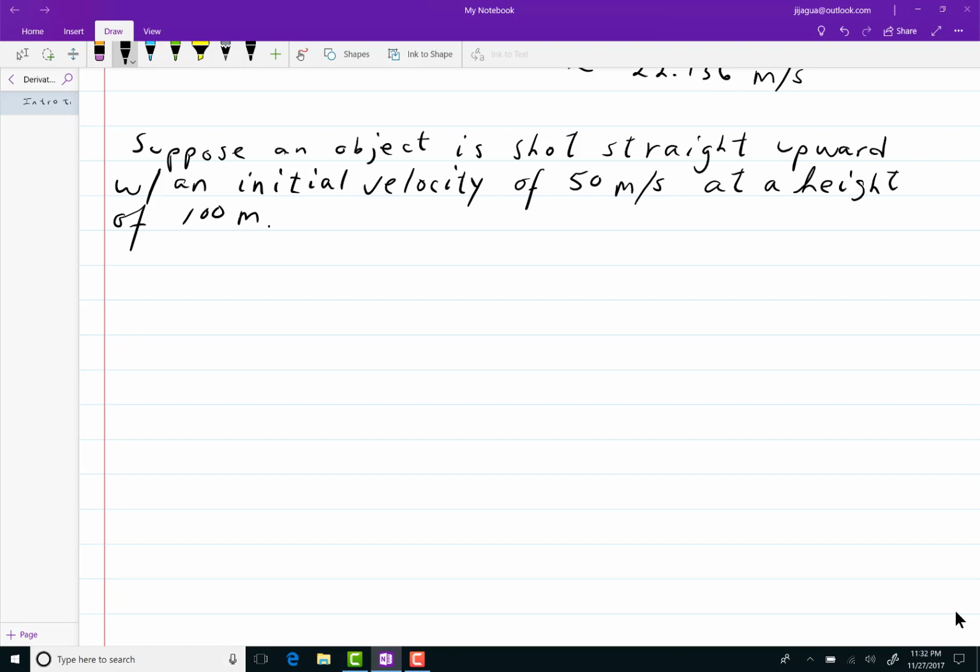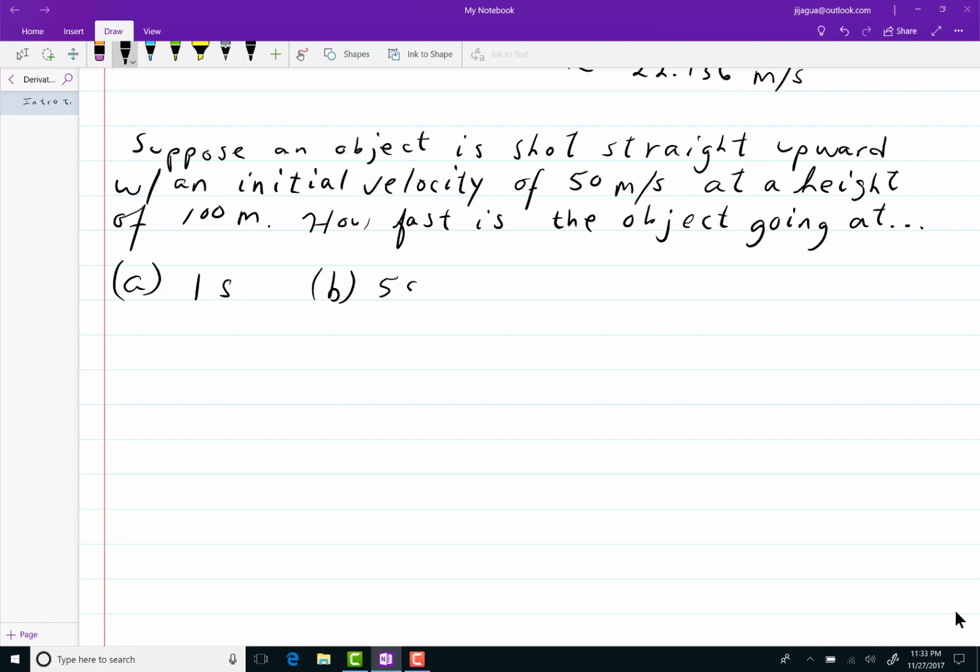So I'll do 4 questions, then I'll be done for this video. How fast is the object going at A, 1 second, B, 5 seconds, C, its highest point, and D, how fast is the object going at impact with the ground.